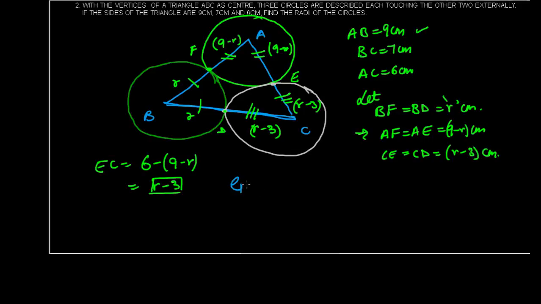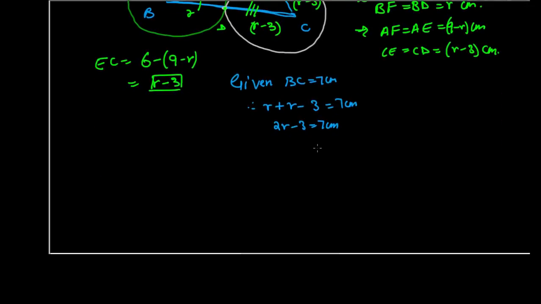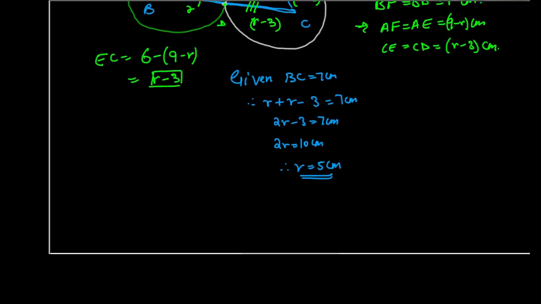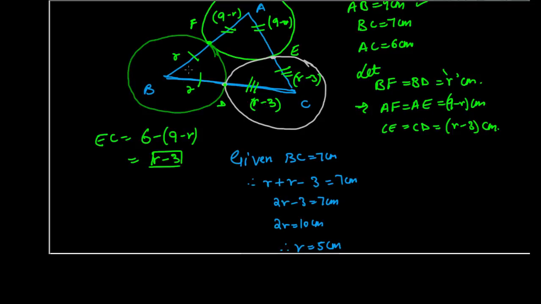Now given BC is equal to 7 centimeters, right? Therefore, R plus R minus 3, this has to be 7, because you know that this BD plus DC is 7. So 2R minus 3 is equal to 7 centimeters. Now, if you take this 3 there, you get 2R is equal to 10. Therefore, R is equal to 5 centimeters. So the radius of this circle is 5 centimeters.